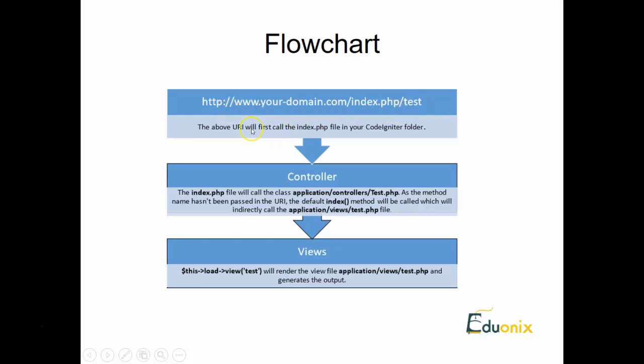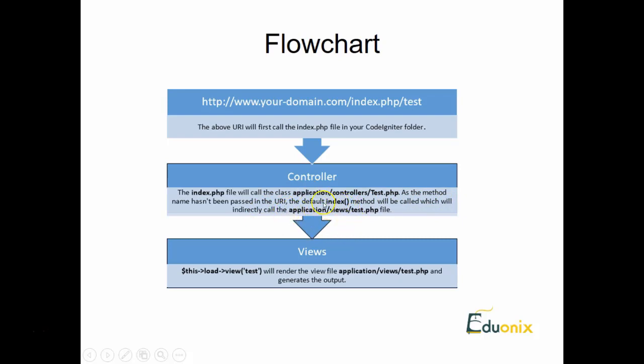If you check this URI, it will first call your index.php file in your CodeIgniter folder, and then it will move to test. What is test? Test is nothing but the file associated with the controller, that is controllers, it will have test.php. The index.php file will call the particular class, and it will call the controllers which include test.php. As the method name hasn't been passed in the URI, the default will be the index method. If you have a particular method name, then that method will be called, which will indirectly call the views.